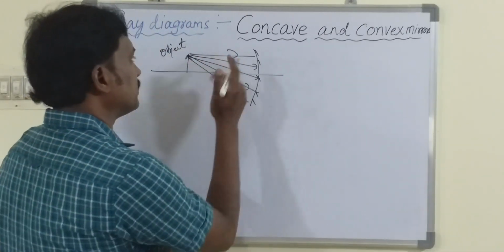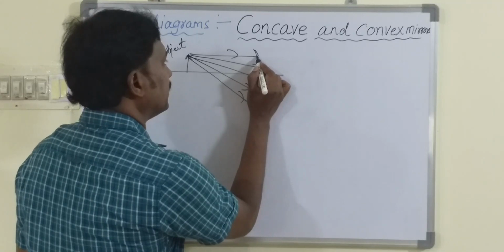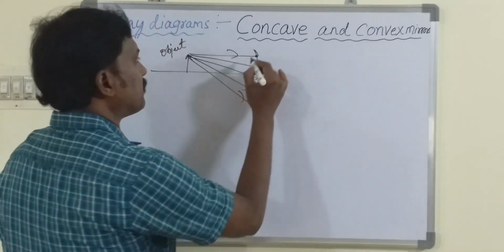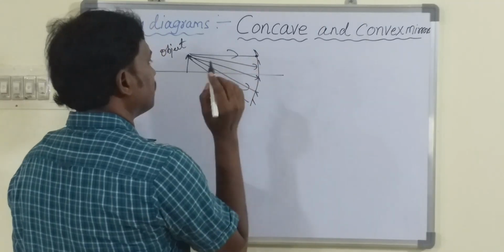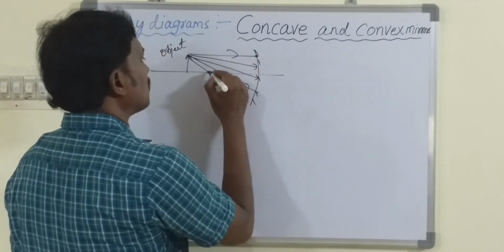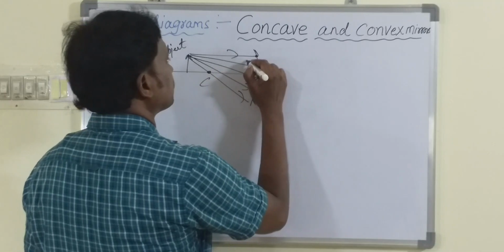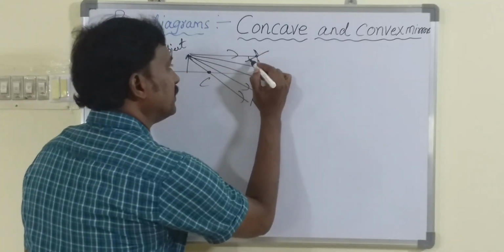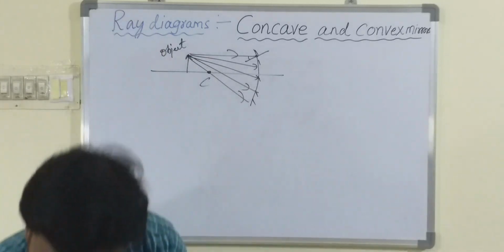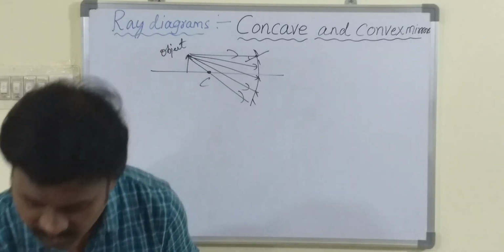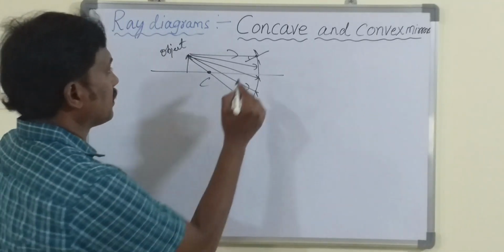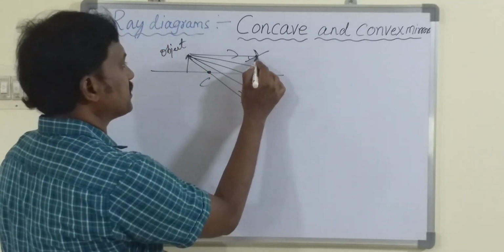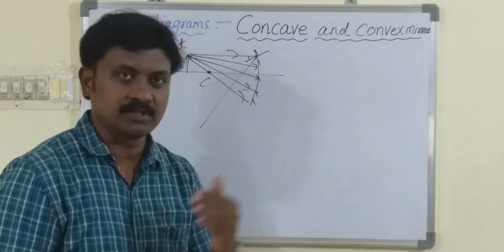Wherever the light ray is incident, you have to draw a normal at that particular point, and please keep in mind how to draw the normal. The normal must pass through the center of curvature. You should draw the normal there, find the angle of incidence, and then draw the reflected light ray. That is, the angle of reflection should be equal to the angle of incidence.